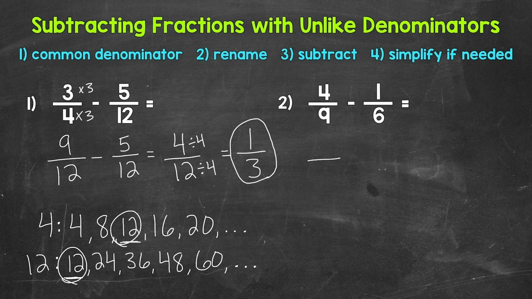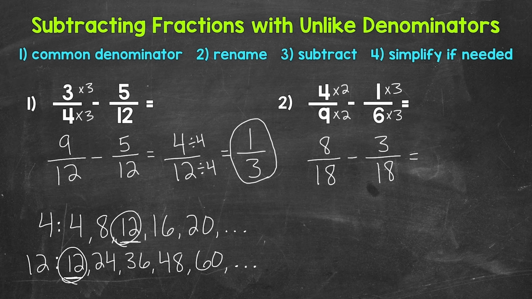Let's start with 4/9. So how do we get 9 to equal 18? Well, 9 times 2 gives us 18. That means we need to multiply the numerator by 2 as well. 4 times 2 gives us 8. So we get 8/18 minus, and now let's rename 1/6. How do we get 6 to equal 18? Well, 6 times 3 gives us 18. That means we need to multiply the numerator by 3 as well. 1 times 3 gives us 3, so we get 3/18.